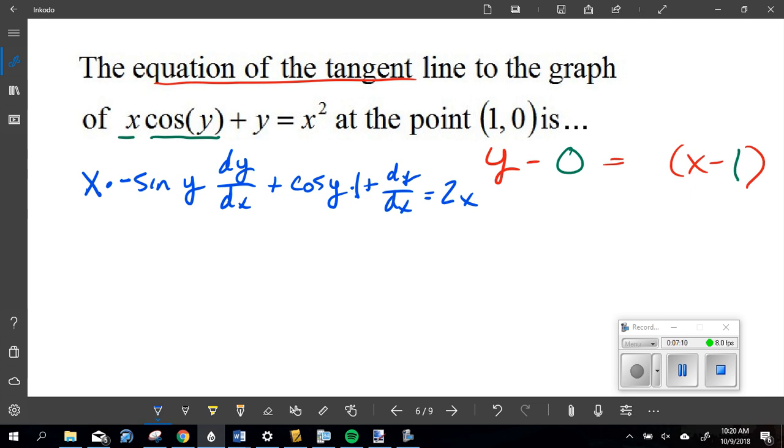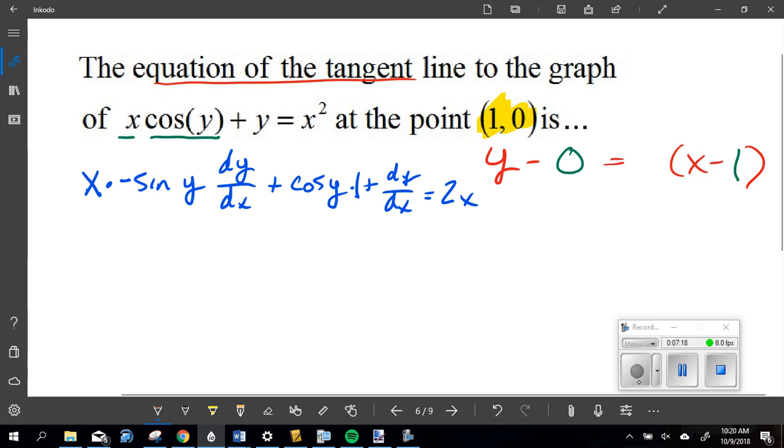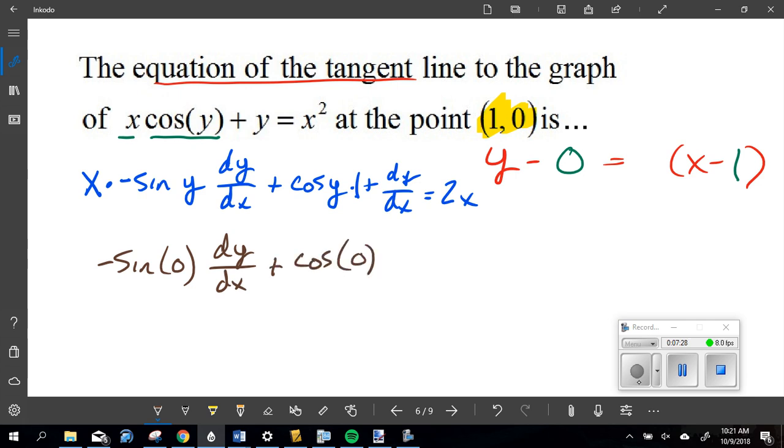I could get dy dx by itself, but it's asking me to find the derivative at a point. So I'm going to go ahead and plug in 1 and 0 everywhere. So this is going to be 1. So it's just negative sine of 0, dy dx. Plus cosine at 0 plus dy dx is going to be all equal to 2 times 1, so it's all equal to 2.